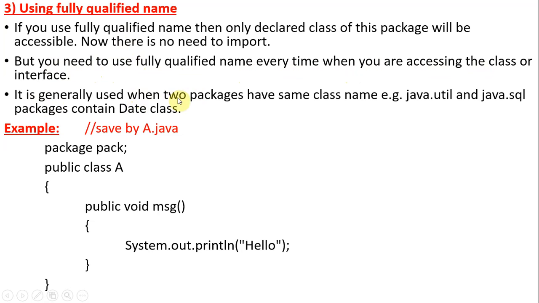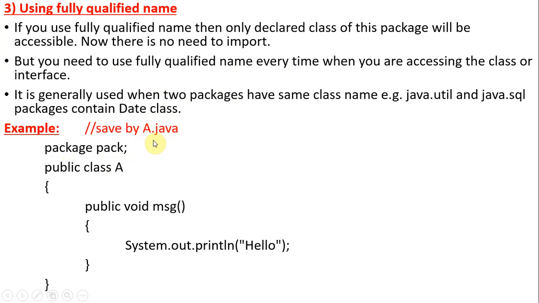It is generally used when two packages have the same class name. For example, the java.util and java.sql packages both contain the Date class. In this case these are predefined, but if that happens with user-defined classes, it will go like this. So see the example.